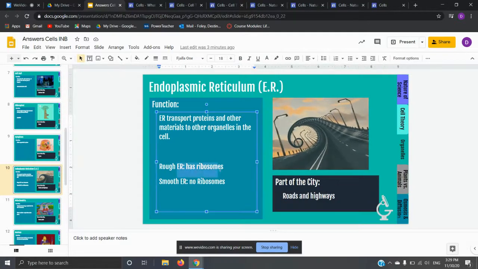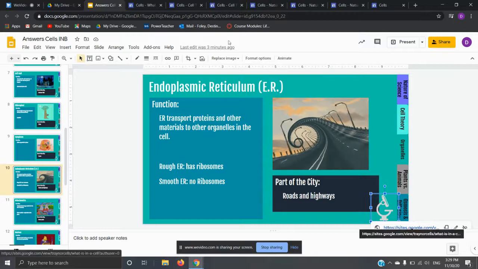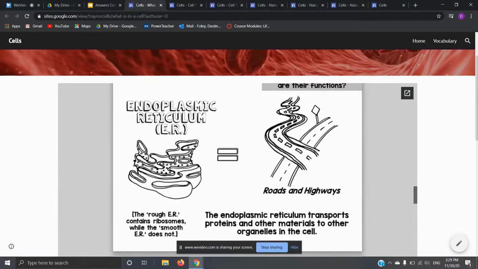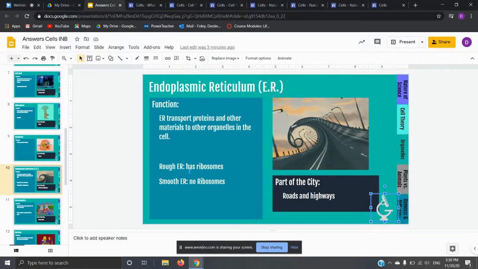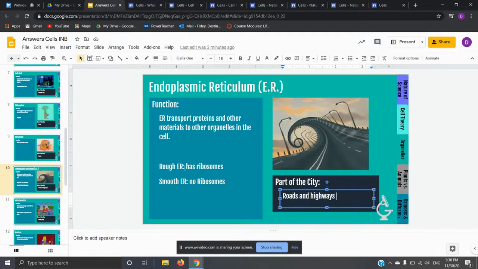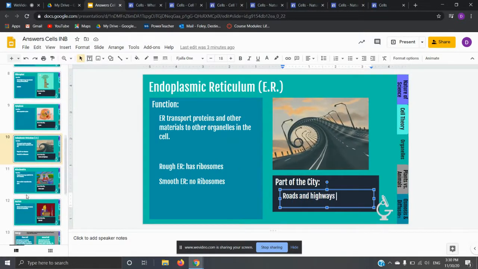The rough ER, it's rough, it's bumpy looking. If you go to the website, you can see here's the rough ER. It's got dots on it. The rough ER has ribosomes. Ribosomes, okay? Smooth ER has no ribosomes. So once again, the part of the city is the roads and highways.